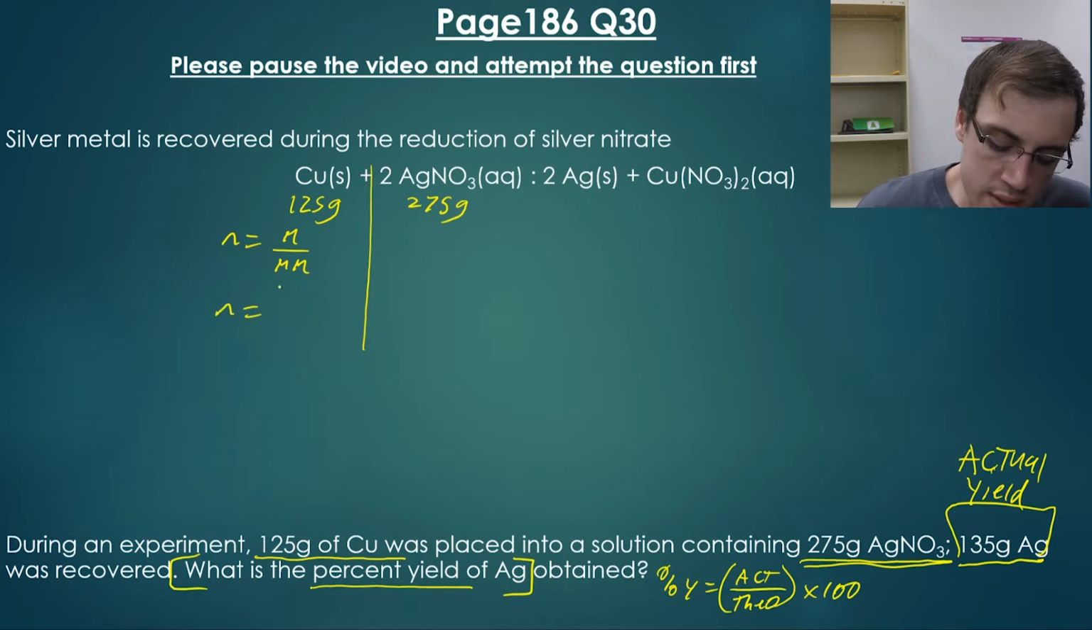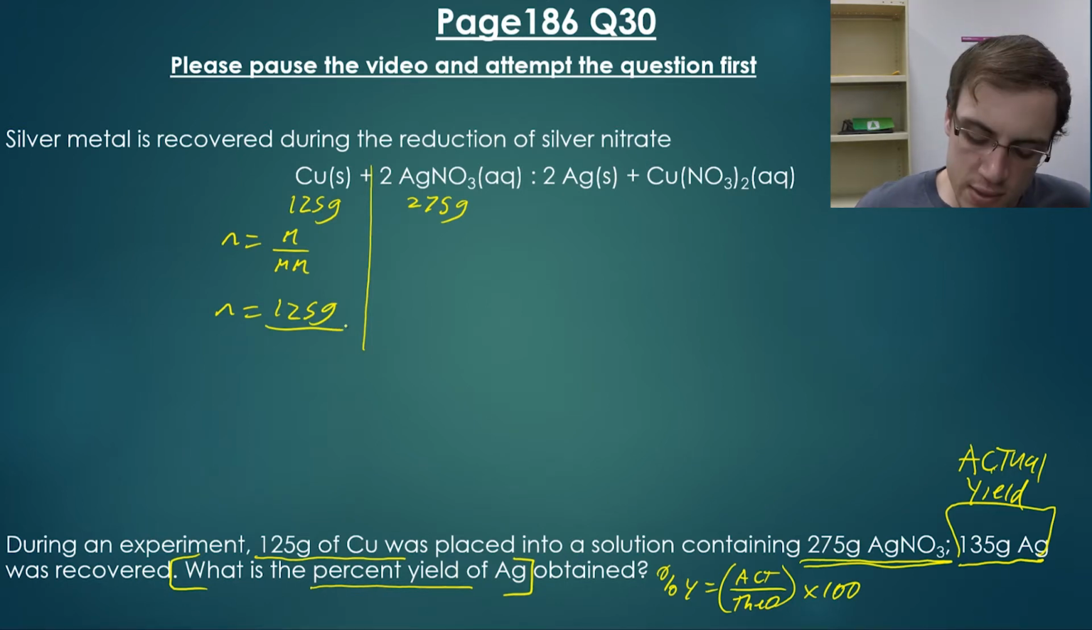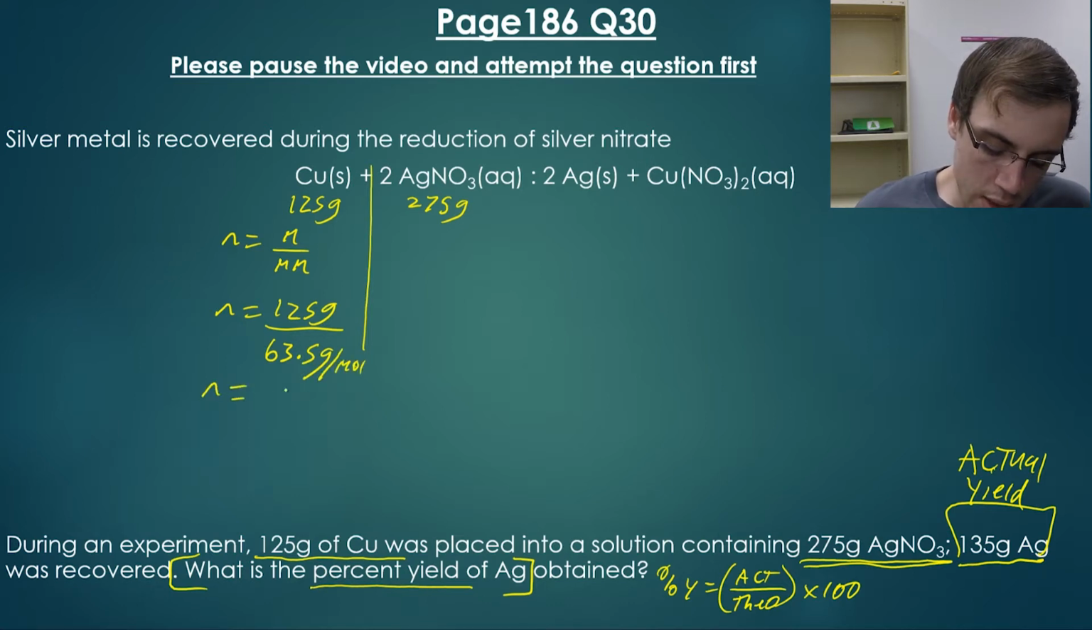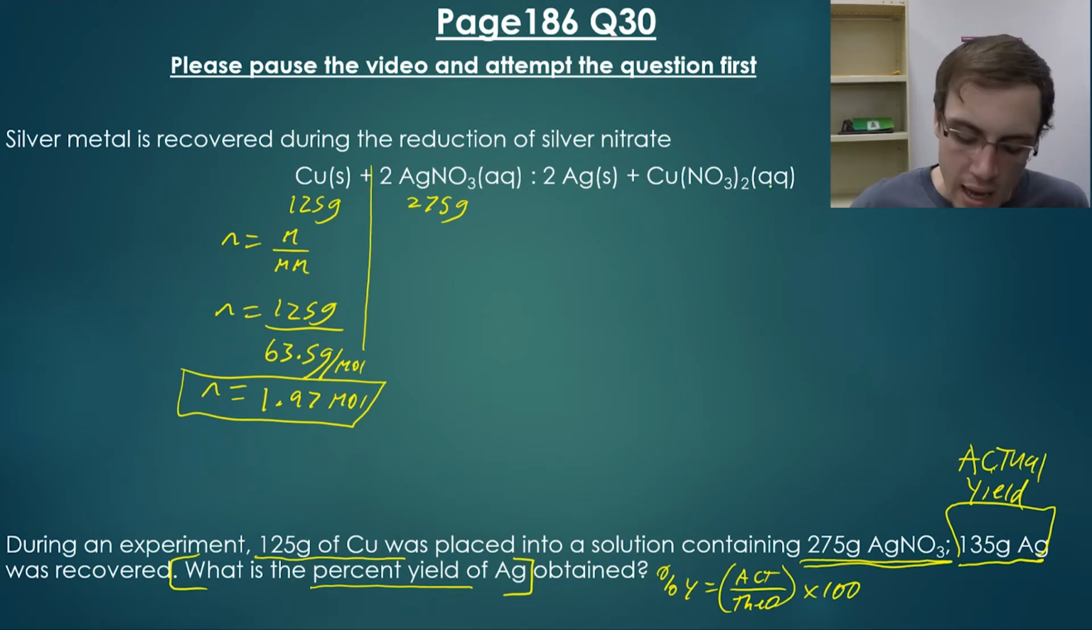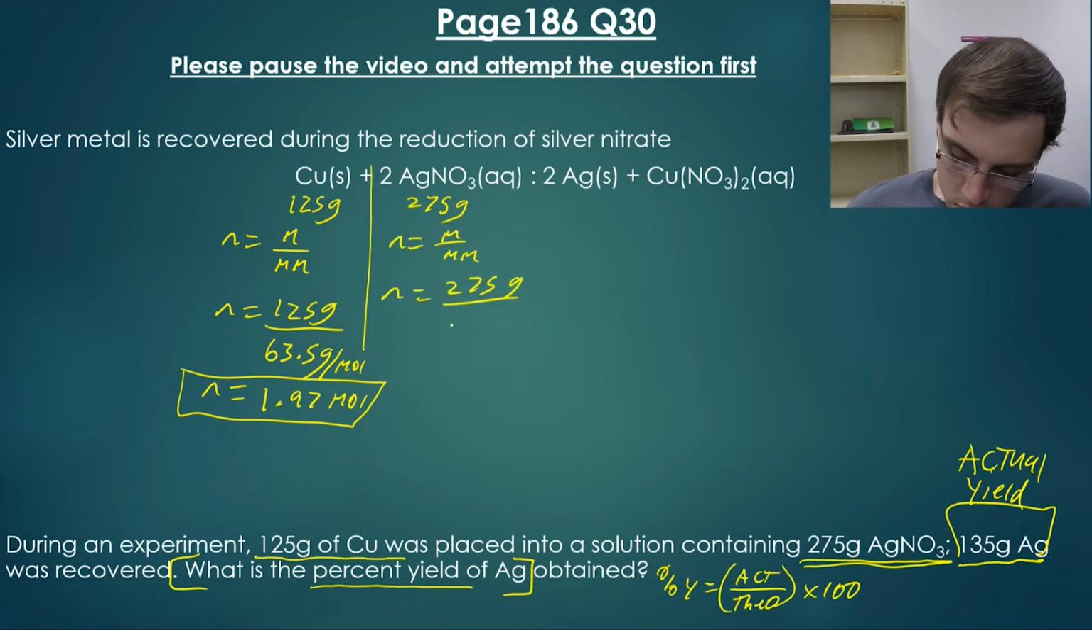So the number of moles is equal to 125 grams over the molar mass. So it's going to be 63.5 grams per mole, meaning that the total molar concentration will be 1.97 moles. Now, because there is no coefficient at the front here, and this equation is already balanced, that is our final molar concentration. Now we repeat the exact same step, but for silver nitrate.